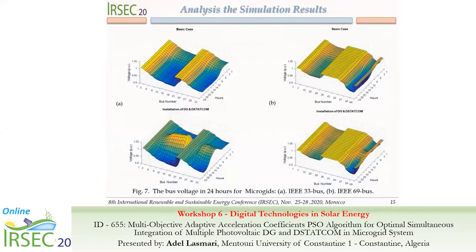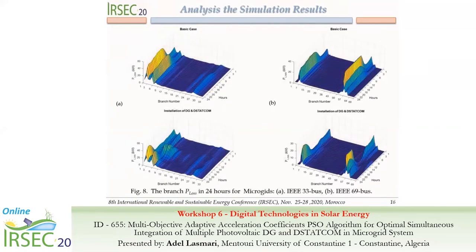Figure 7 represents the bus voltage over 24 hours before and after the integration of DG and DSTATCOM. For both microgrid systems, the comparison between the bus voltages before and after the integration of DG and DSTATCOM proves the efficiency of the installation of DG and DSTATCOM, which provides a noticeable improvement in the voltage profile, especially between 8 and 19 o'clock.